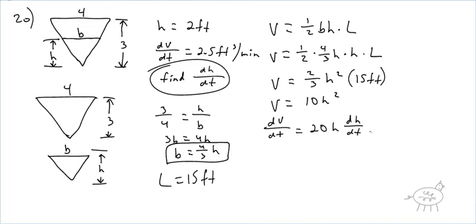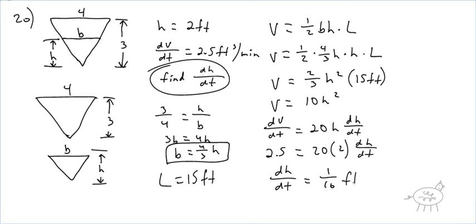And then I can plug everything in. So I get 2.5 is equal to 20 times 2 dH/dt. So I divide and I get dH/dt is equal to 1/16 feet per minute. That's how much the height is changing.